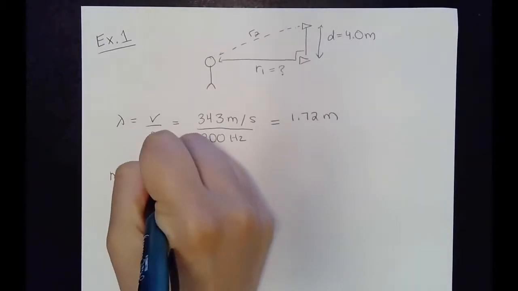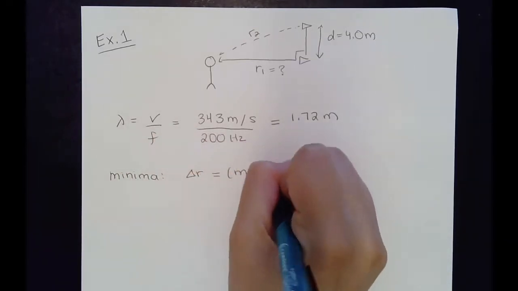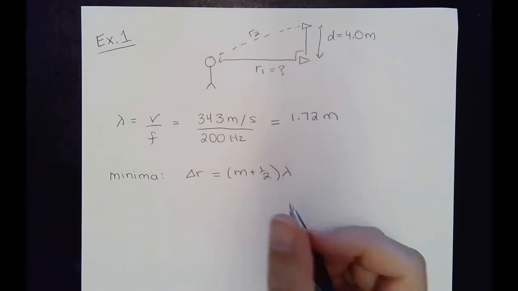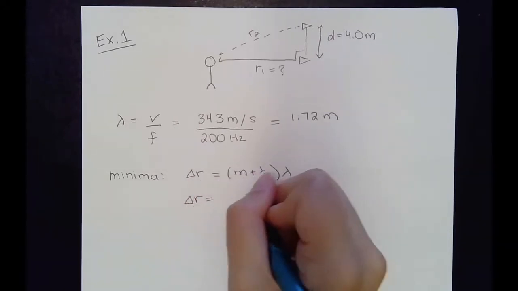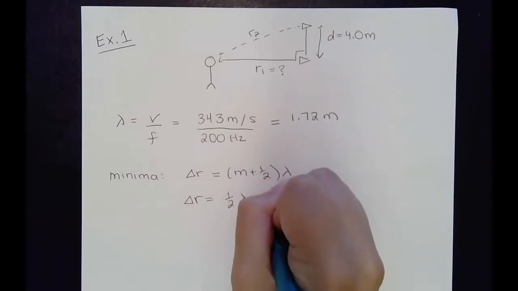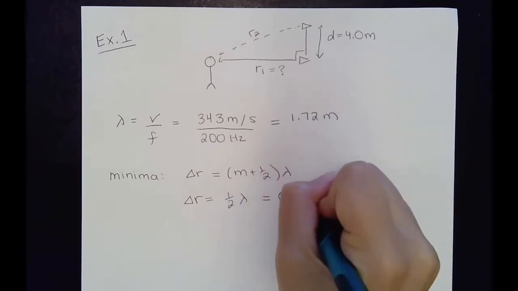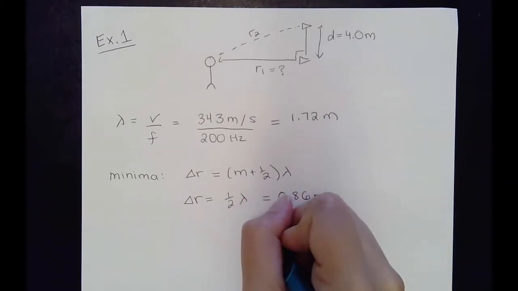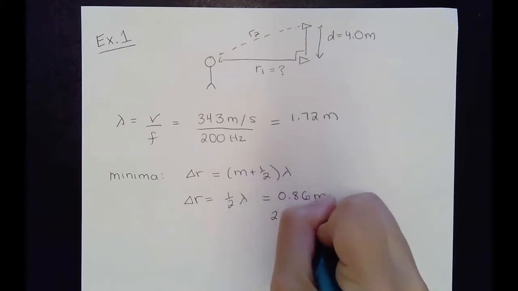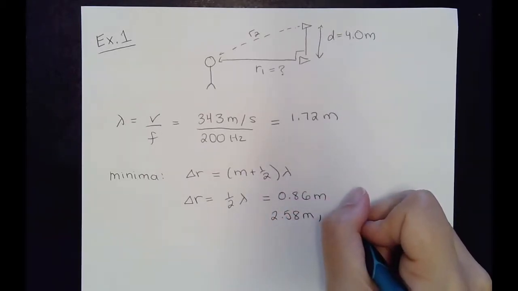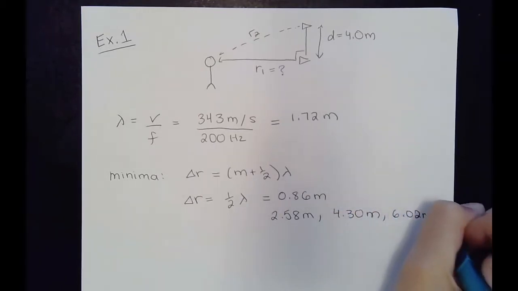So the minima are at delta R equals (m plus a half) lambda. We can check by plugging in a few values of m. For example, if I plug in 0, then I have 1/2 lambda, which is 1.72 divided by 2, so 0.86 meters. Then plugging in 1, giving 3/2 lambda, is 2.58 meters. And m equals 2 gives 4.30 meters, and 6.02, and then we could keep going.